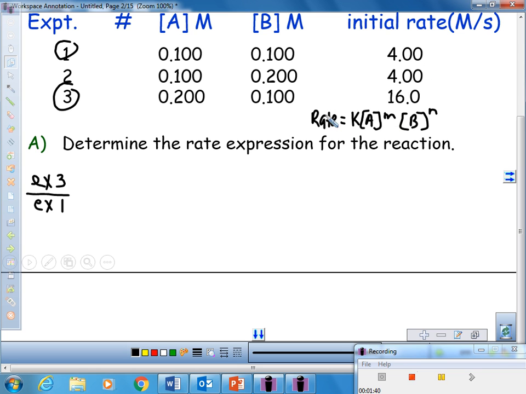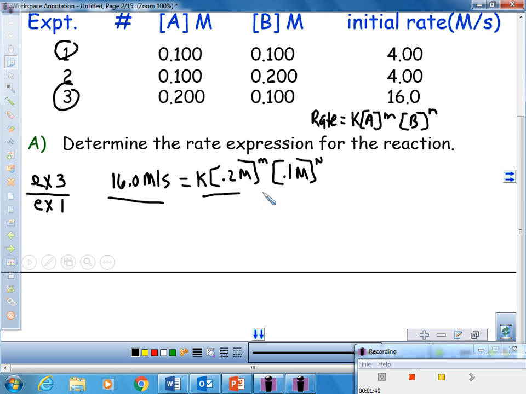So the rate is here, and it was 16. So 16 molarity per second equals, K is a constant. Nowhere in here does it have K, so I'm just going to write K. And this is letter A, the concentration of letter A. In experiment 3, it was 0.2. I'm not going to put the 0.00. I will put my unit there. Okay, and that's raised to some power, m power. And then my B, I left that at 0.1. I will put my unit, and it is raised to the n power. So all I did was put the numbers in for that. I don't know K, so I can't put in K.